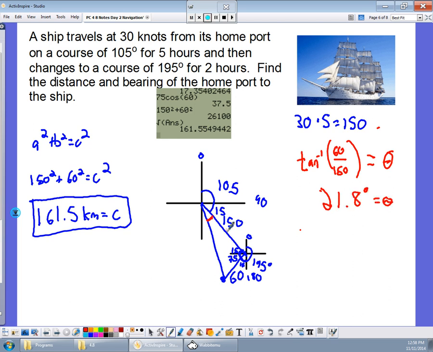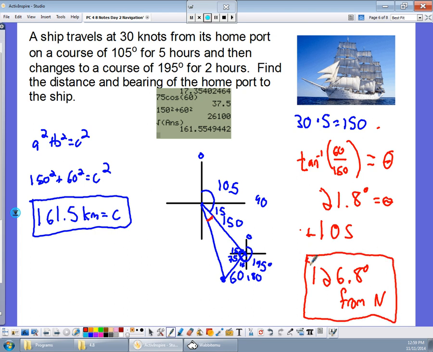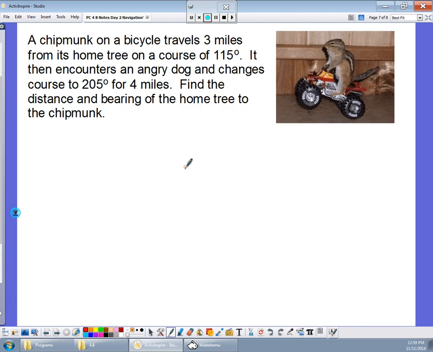But remember, that's just this angle here, so I need to add it to the original heading, which was 105. So I would get 126.8 degrees from north. So again, I know these problems are fairly complicated, but as you can see, this is almost identical to the first problem. So that should be helpful, that they're repetitive. Alright, go ahead and try this one on your own, and then I will solve it.